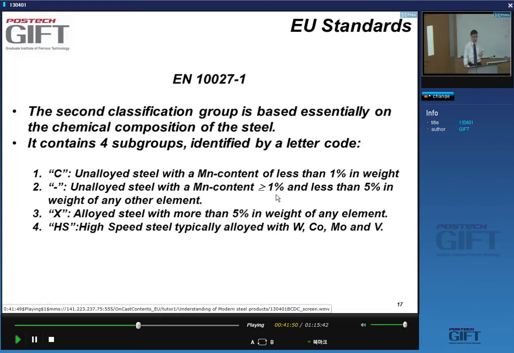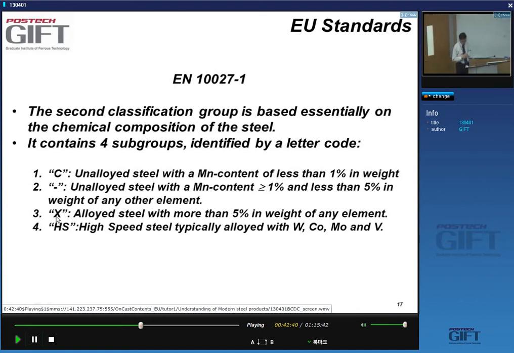Because that's the most common alloying element, and that's usually the one that has the highest level of alloying in steels. Yes? So C stands basically for carbon steels, or if you want, commercial steels, and it's basically unalloyed. Nothing means it's unalloyed with a manganese content of more than or equal to 1, but less than 5, between 1 and 5, less than 5% of alloying elements. We use this second subgroup.